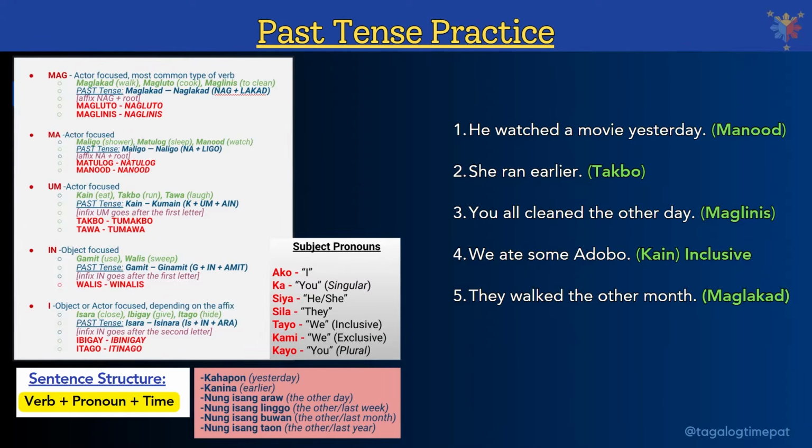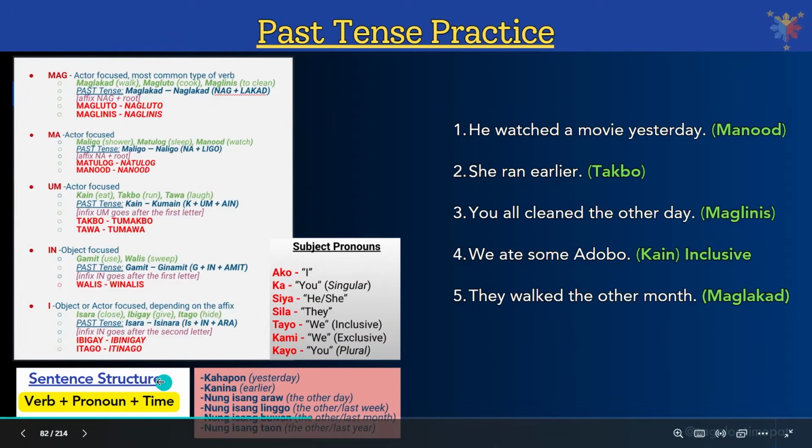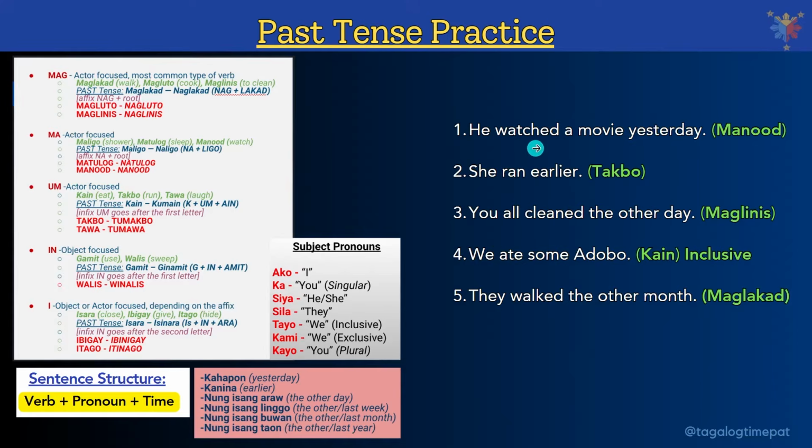Okay, now let's take a look at these examples here. So he watched a movie yesterday, and I gave you a hint. To watch is manood. So if we were going to do this together, let's review here that the sentence structure is verb plus pronoun plus time. So the verb here is manood. In the past tense, ma verbs, the pattern is affix na and then the root. So it becomes nanood. Then it's the pronoun siya, he. Nang sine, a movie, kahapon, yesterday.